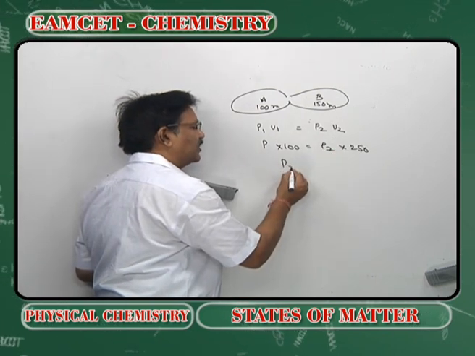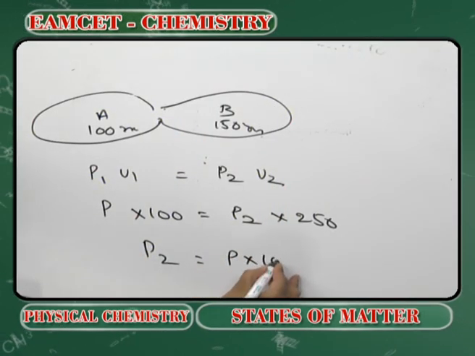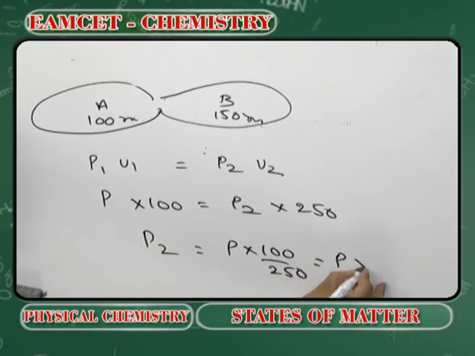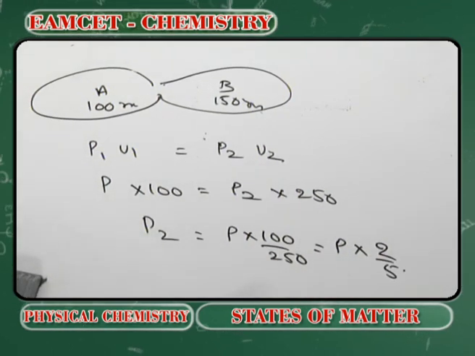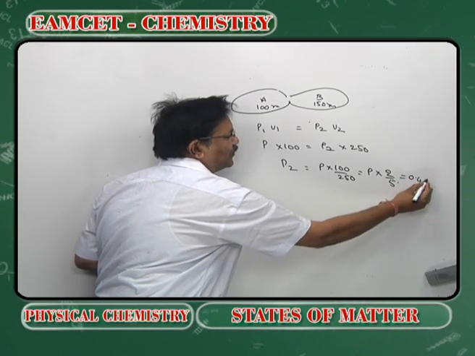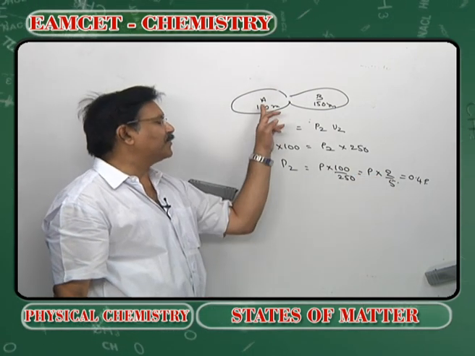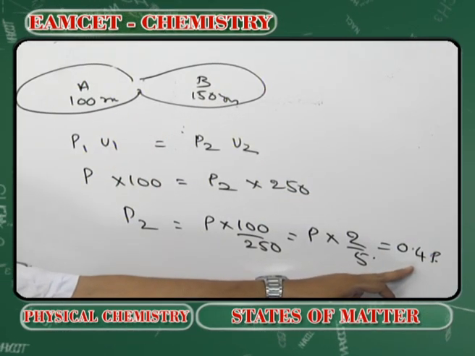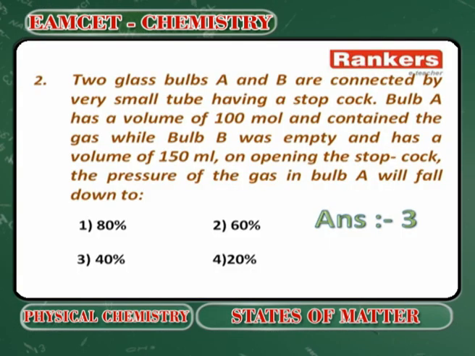Then what will be the final pressure? P2 will be equal to P into 100 by 250, that is P by 2.5, that is 0.4 P. So if you calculate in percentage, the final pressure fell down to 40%. Option 3 is the answer.